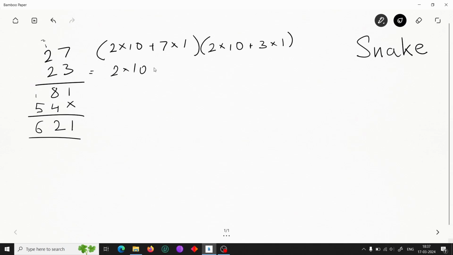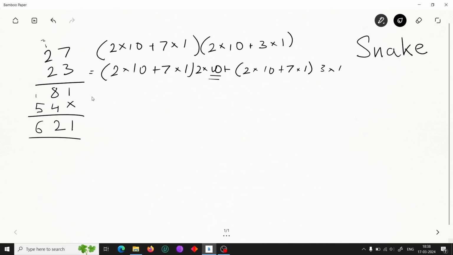2 times 10 plus 7 times 1, that would be multiplied with 2 times 10 plus 3 times 1. You see, already from the get-go on this step, you can see why this gets shifted here. It's because of this 10 that we're multiplying. It modifies the weight of the digits basically.